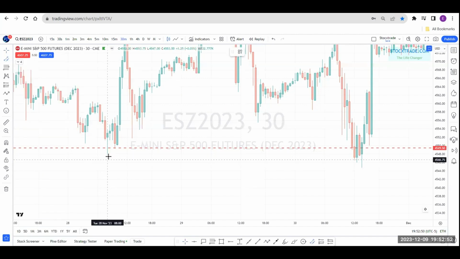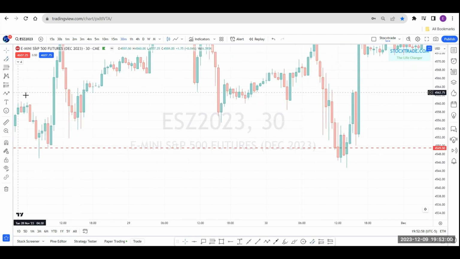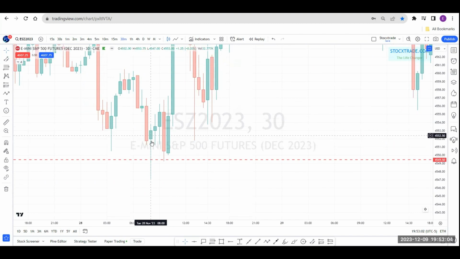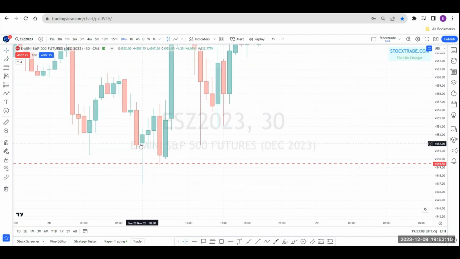This one. Can you see the rejection? Previous rejection. Is this a momentum candle or an undecided candle? Tell me. This green candle with the big rejection. Undecided candle. So the market is undecided at this moment, and the bulls take the market up.